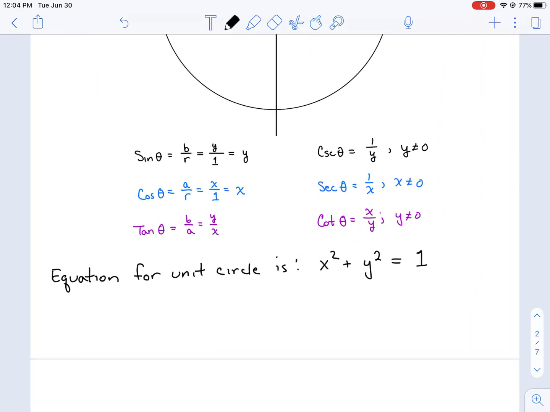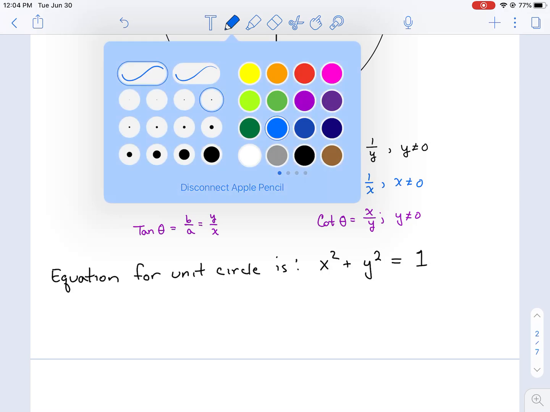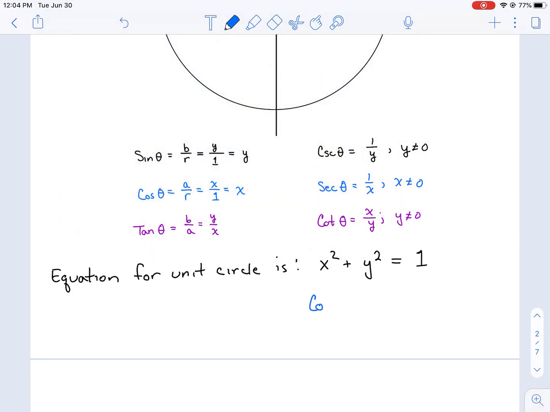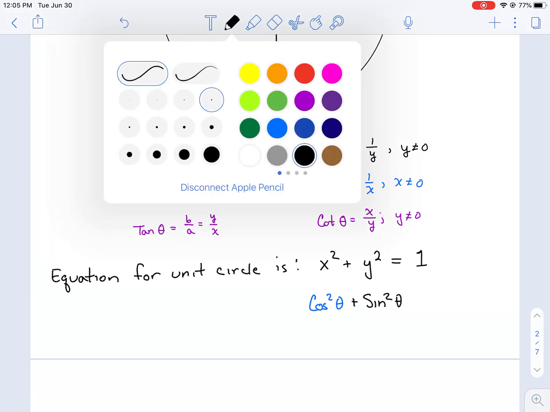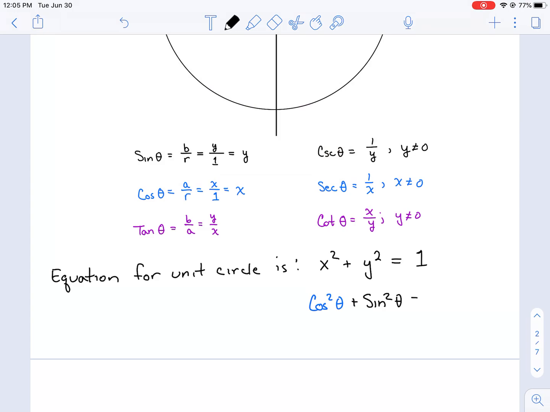So according to the ratios, we know that x squared is cosine squared. So I can write this as the cosine squared theta. I can write y squared as sine squared theta. And notice that that equals 1, just like the Pythagorean identity says it should.